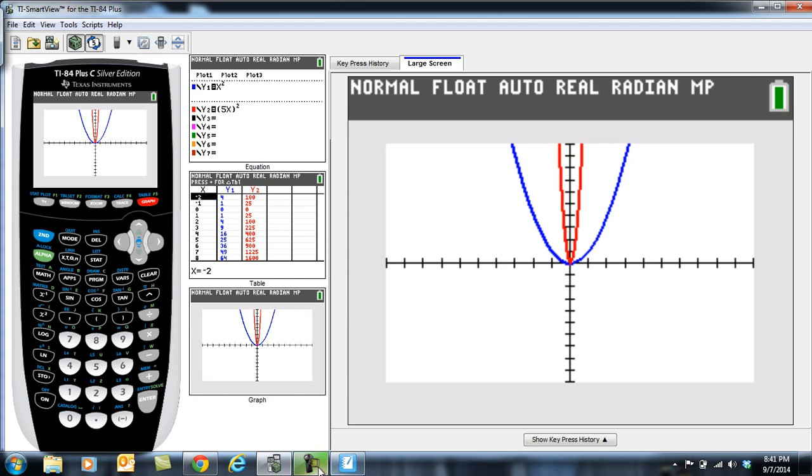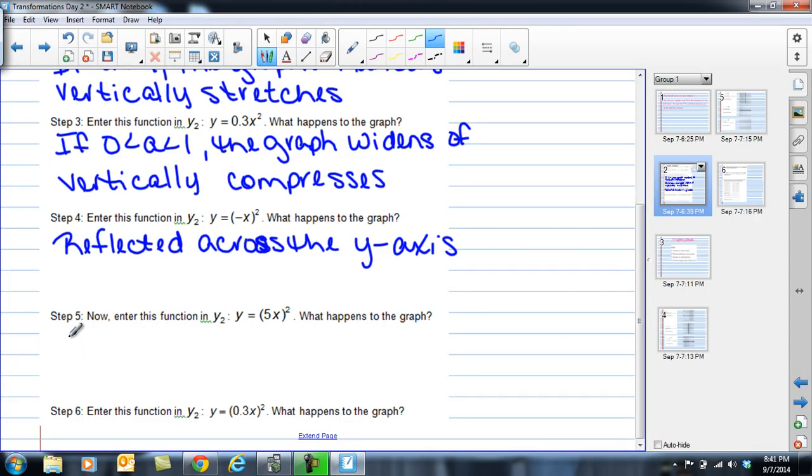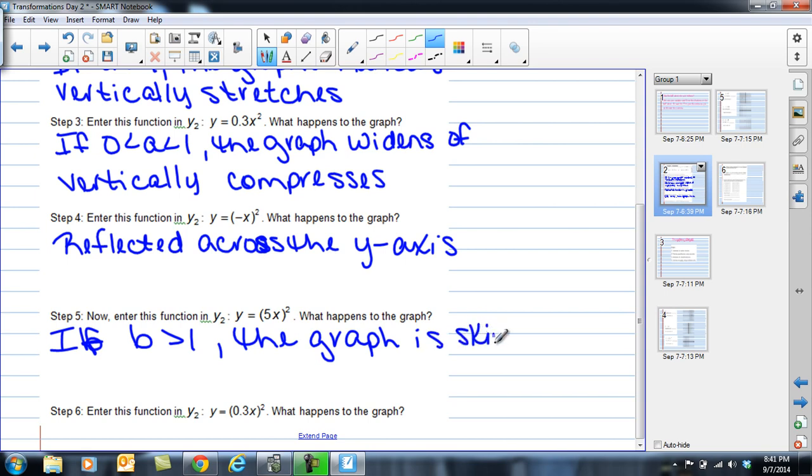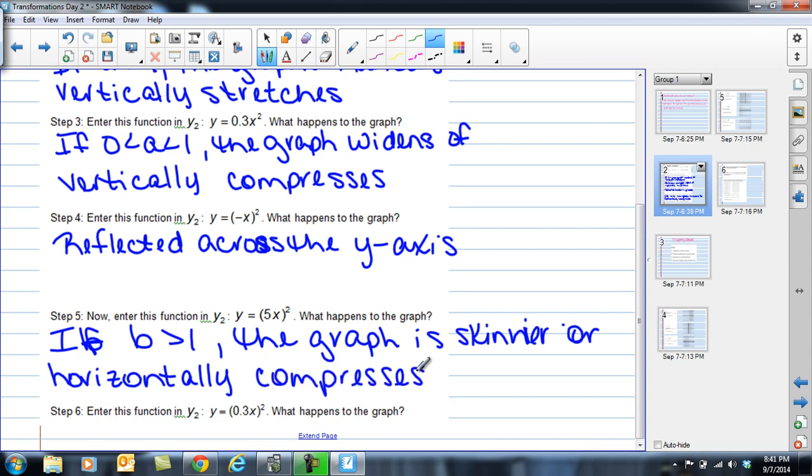And so here we are. What I'm going to say is if b is greater than 1, the graph is skinnier, or we say that it horizontally compresses, this time it's in and it's horizontal instead of vertical, because now my y values are getting closer, they're scooching in, and so they're getting closer and closer to the y-axis as I move in. That's what's happening to my graph.